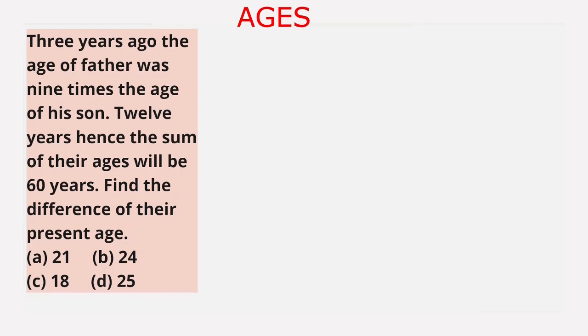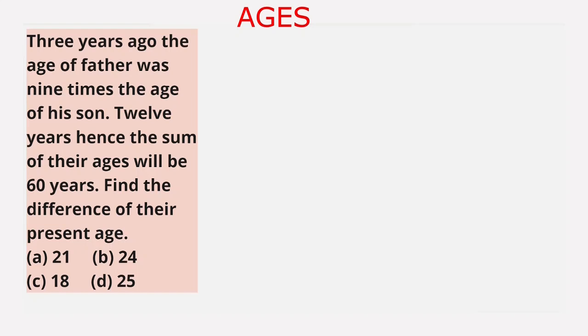So 21 is not divisible by 8. 24, option B, is divisible by 8. Option C, 18, is not divisible by 8. And option D, 25, is also not divisible by 8. So the only option which is divisible by 8 is 24. Hence our answer must be option B.